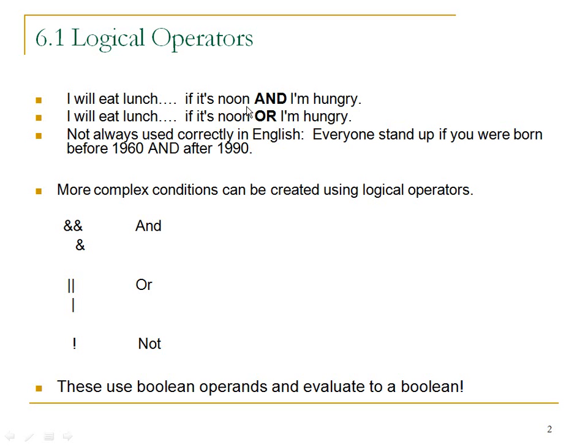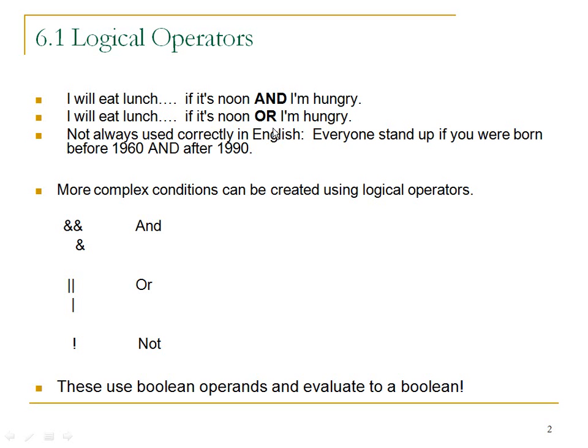So there's a left-hand side and a right-hand side. And the and is saying that both of those have to be true. It's noon and I'm hungry. That's when I would get to eat lunch. The logical or, if it's noon or I'm hungry, that means that if either of those are true, then I could get to eat lunch. So that's the correct interpretation of and or in English.